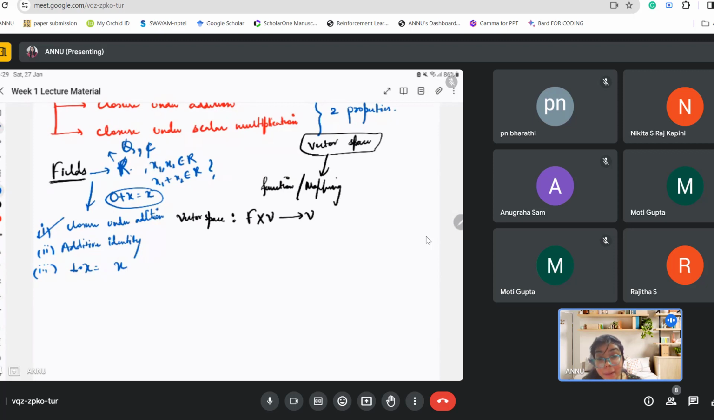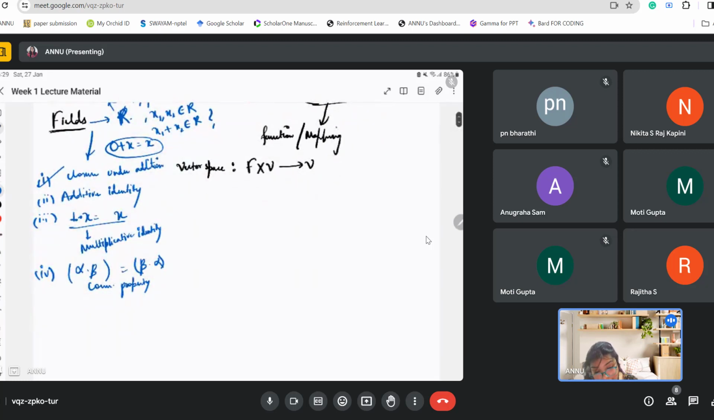Similarly, if you multiply any number by 1, it gives you the same number, which means 1 is the multiplicative identity. So this follows the multiplicative identity. Then what is the fourth property? The fourth property states that for any scalars alpha, beta belonging to this set, multiplication should be commutative. So this is the commutative property.